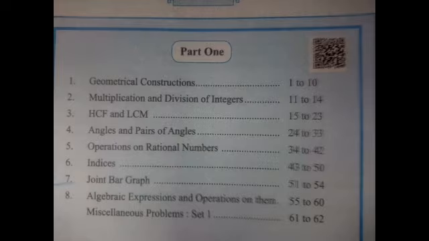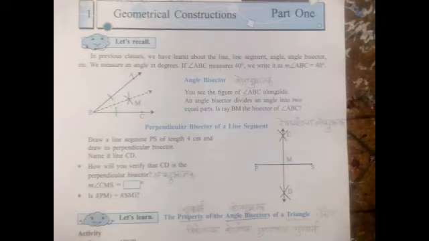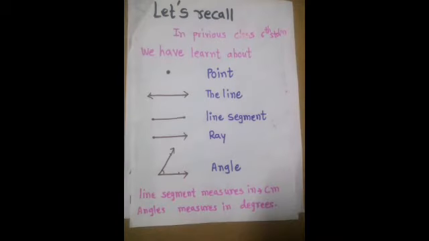In our maths book, the syllabus consists of two parts, chapters 1 to 8 in the first part and chapters 9 to 15 in the second part. Today we want to learn the first chapter, geometrical construction. Just revise what we learned in the 6th standard. We learned point, line, line segment and angle. Measure the segment in centimeters and measure angle in degrees.